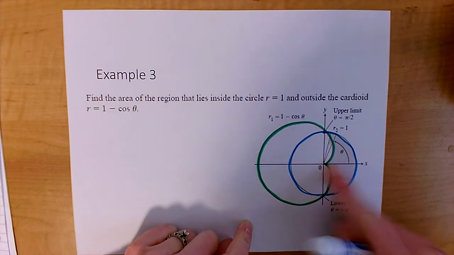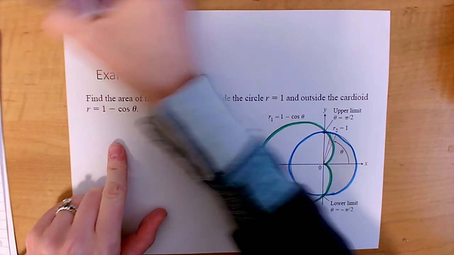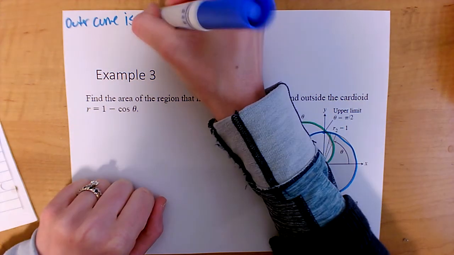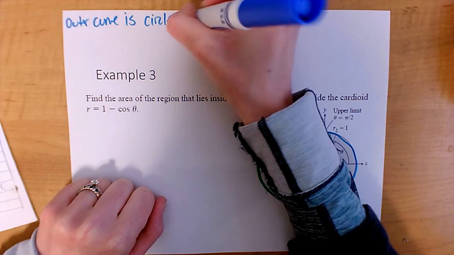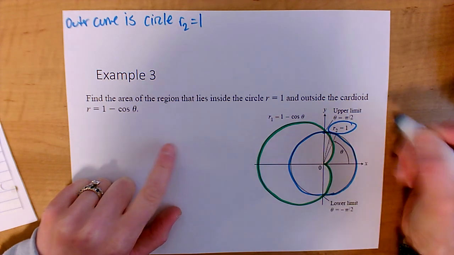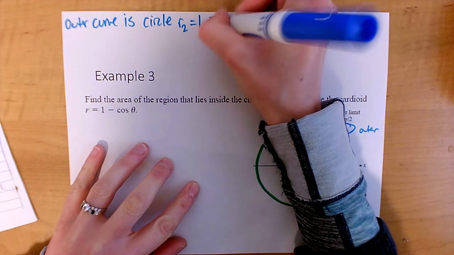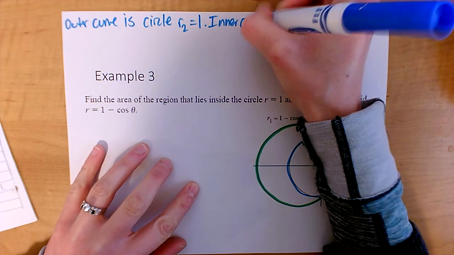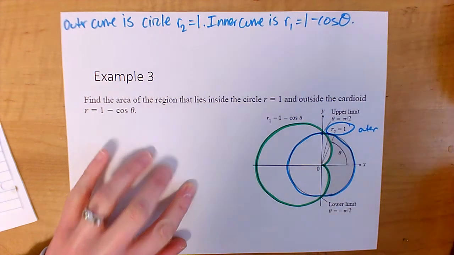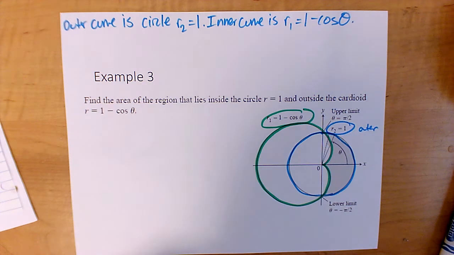If we're thinking about this region here, we can see that the outer curve is going to be the circle, r sub 2 equals 1. This is your outer. And the inner curve is going to be r sub 1 equals 1 minus cosine theta. So your inner curve is the green guy.